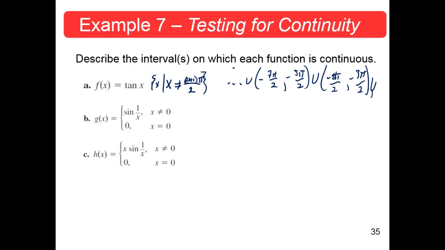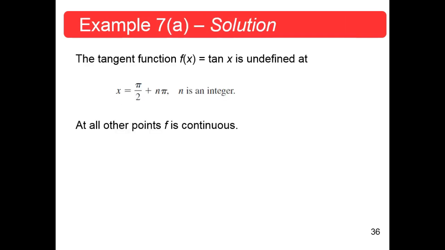So let's see what they got. Okay, here's the other way they did it. Pi over 2 plus n pi. That's another way to do it. Or you could say that's 2n plus 1 pi over 2. That comes out being the same thing. All other points are continuous except those values. So I like to say set of all x's such that x is not equal to that. Okay?